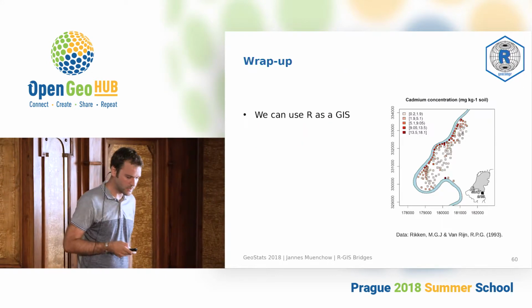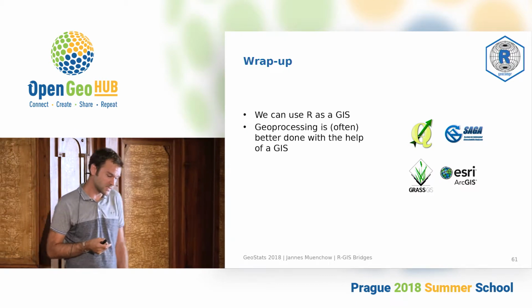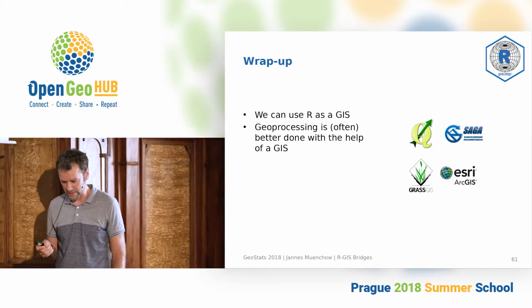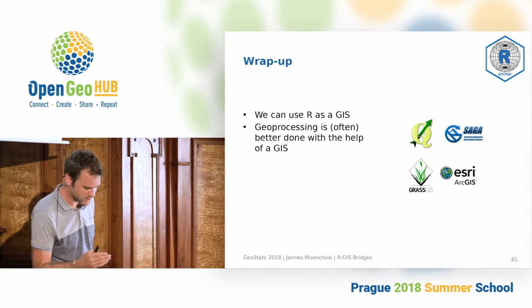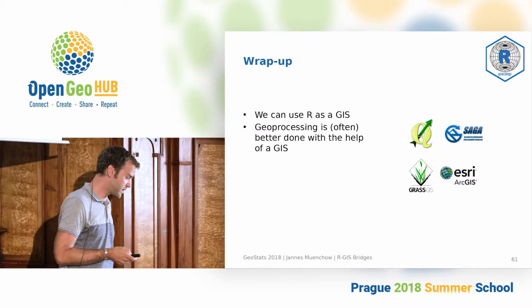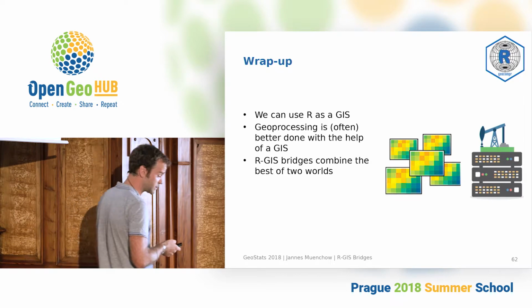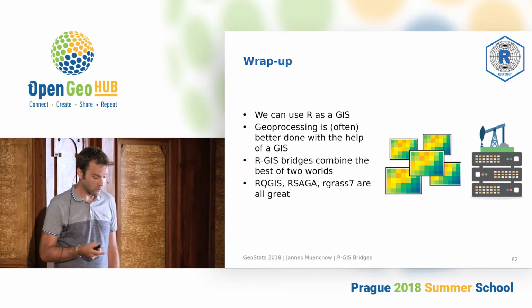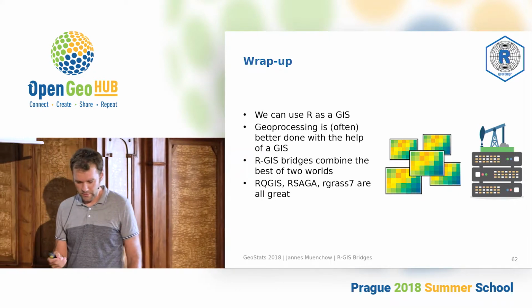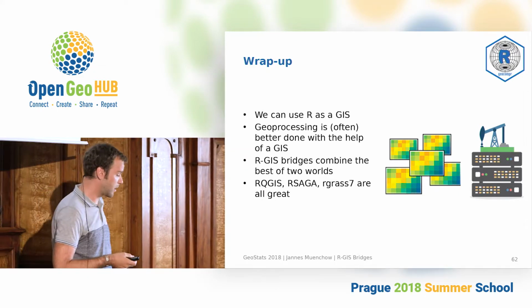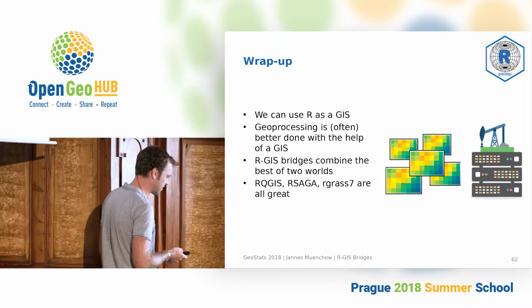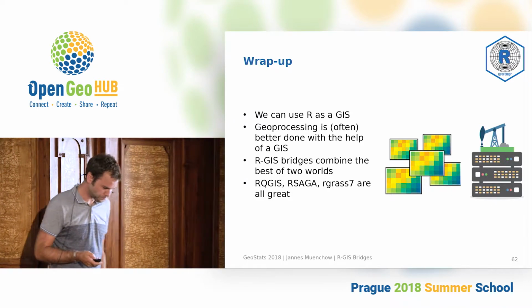Yeah, we can use R as a GIS. Geoprocessing is often, not always, often better done with the help of a GIS, especially if you're missing some functionality or if you're processing large spatial data, and R-GIS bridges combine the best of two worlds. And I think that all the three packages using open source software are really good packages, and it depends always on the user which one to use.